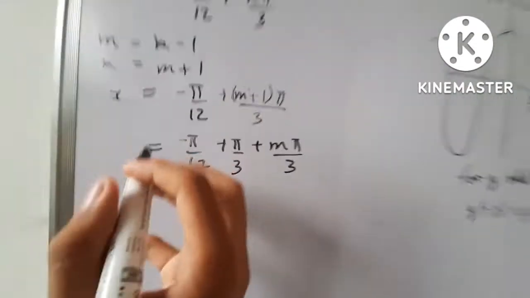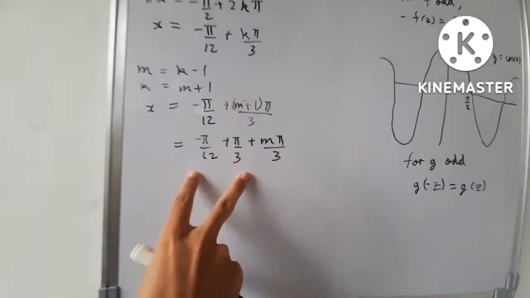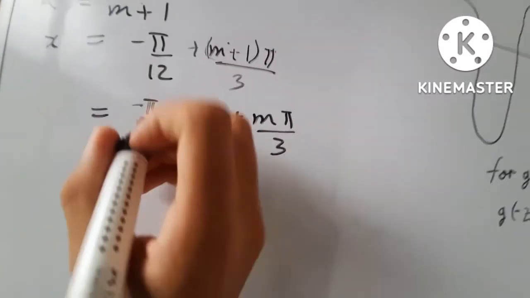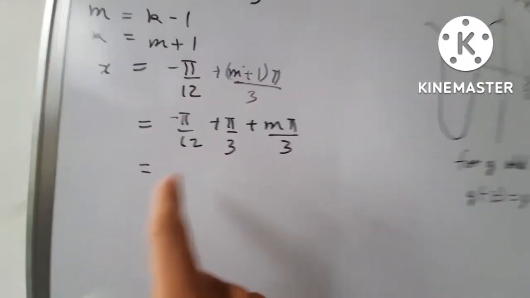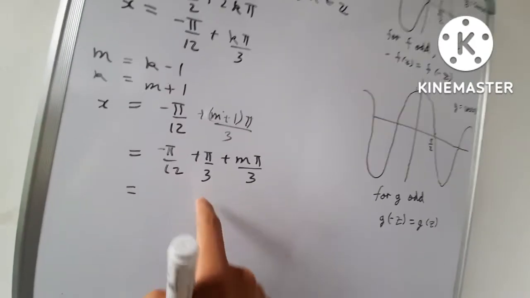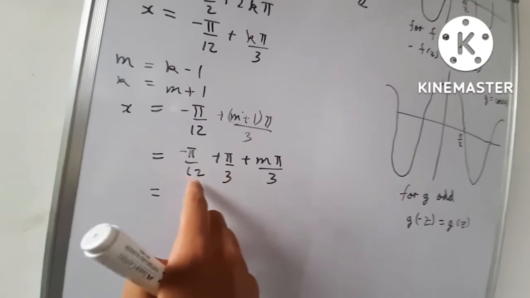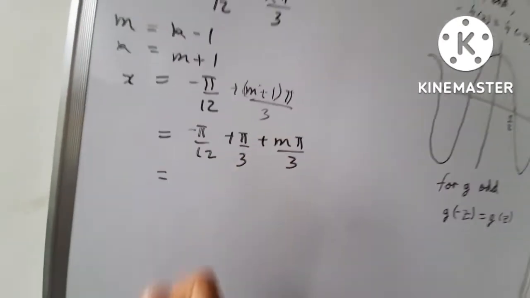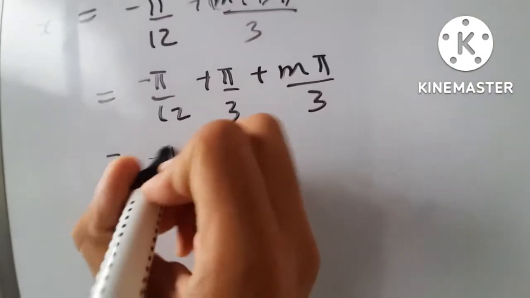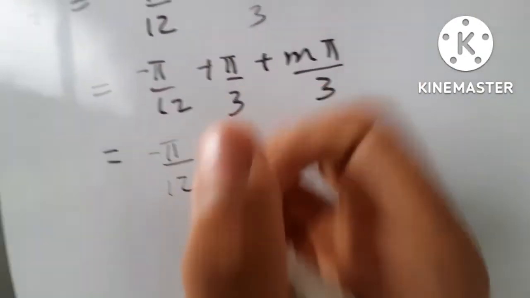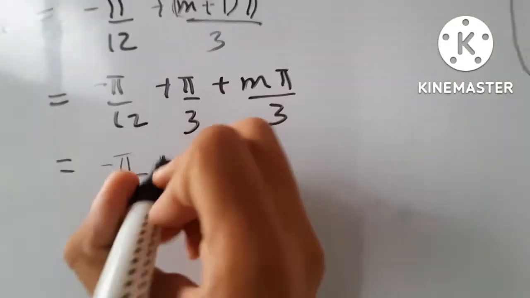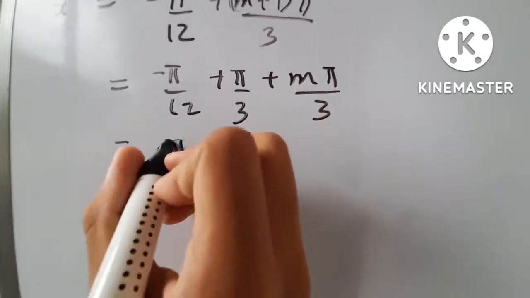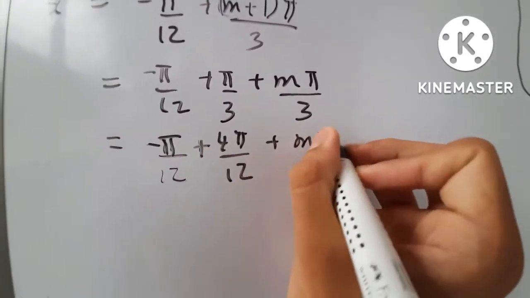So anyways, we have that. Now we have these two, and of course this is clearly greater than this, which is why I did what I did. So now let's get a common denominator. Note that this is 12, this is 3, right? So the LCM is 12. So we need to multiply this numerator and the denominator by 4. So we get minus pi by 12 plus 4 pi by 12, plus m pi by 3.